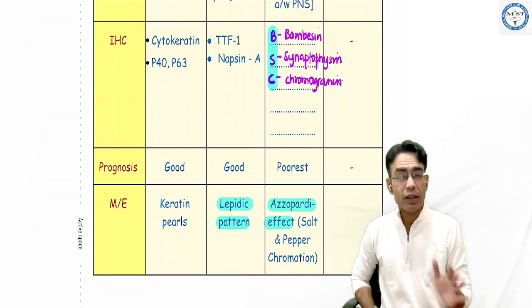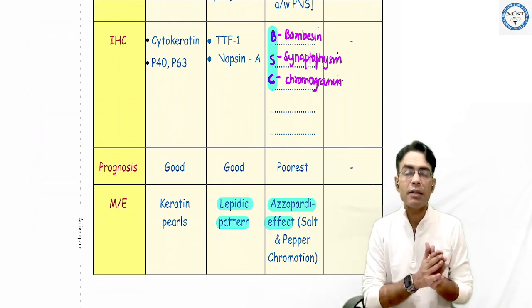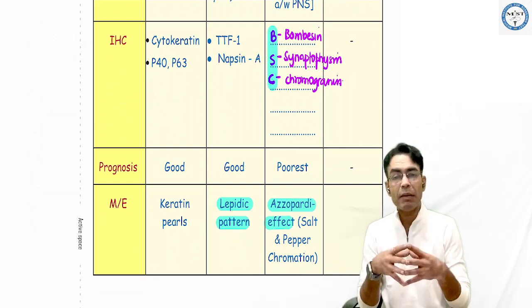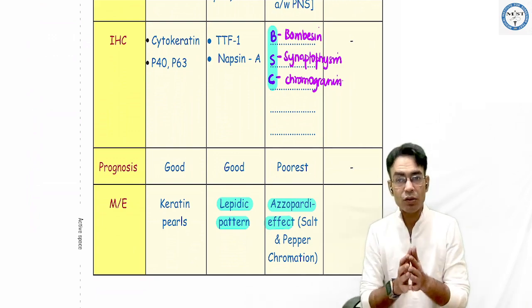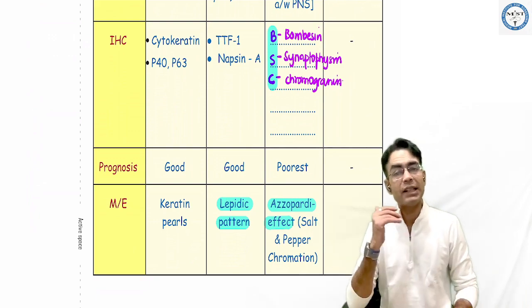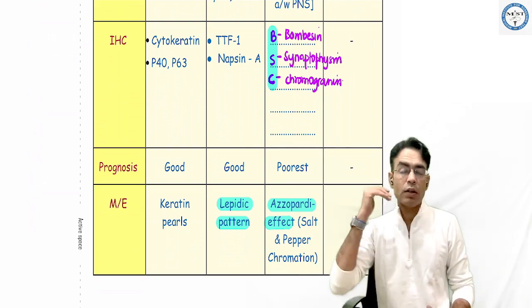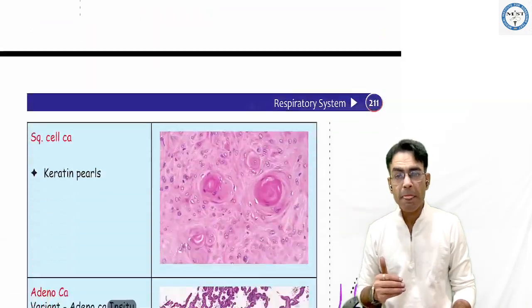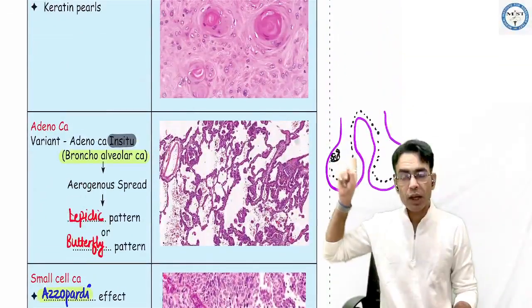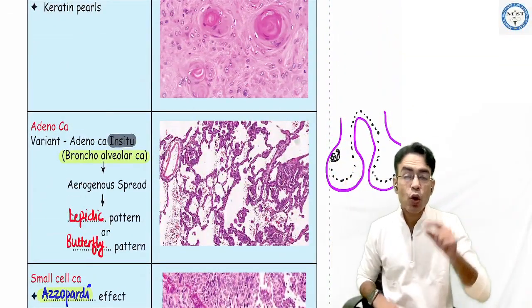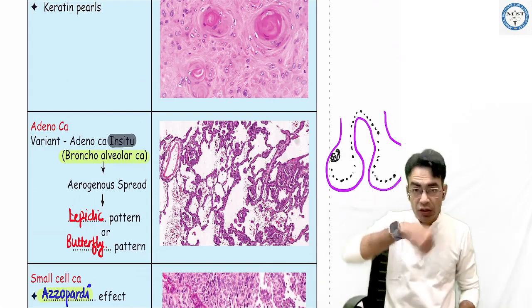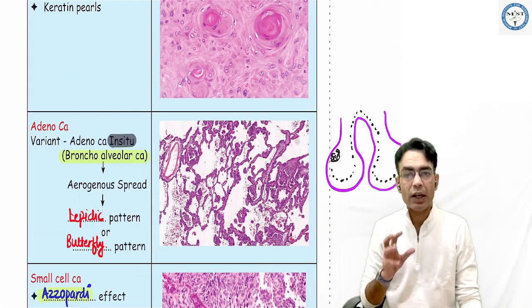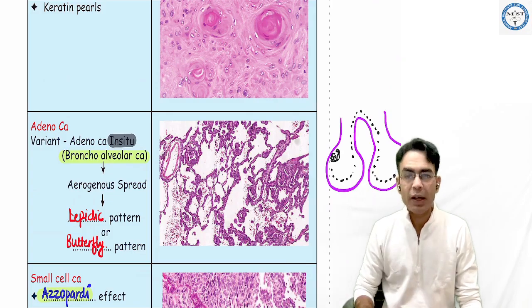And this microscopy, I don't think it's going to come, but I'll just say cytokeratin वाला जो squamous है, that is your keratin pearls. Lepidic pattern, butterfly pattern for adenocarcinoma. And Azzopardi effect is seen with your small cell carcinoma और oat cell carcinoma. ठीक है. ये जो lepidic pattern है, butterfly pattern, this is also called aerogenous spread because it is traveling via air. So direct spread है. Bronchoalveolar carcinoma, which is also called adenocarcinoma in situ.